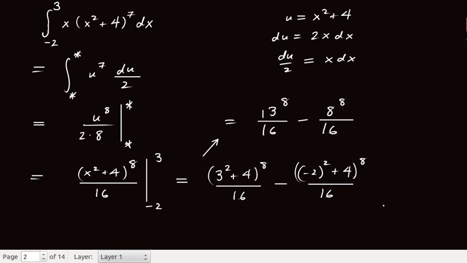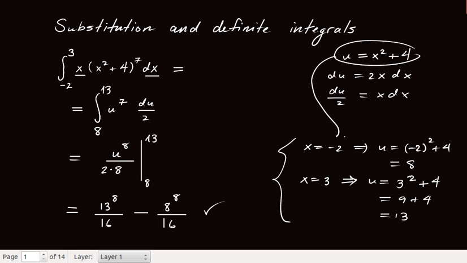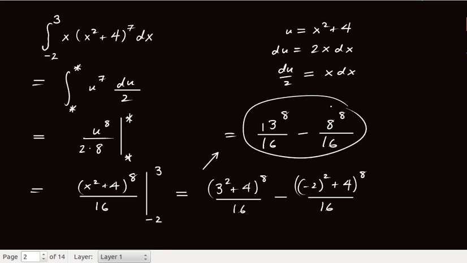Okay, so that's a different way. Notice it's the exact same answer I got before, but it's a slightly different way. There I didn't have to change the limits of integration. I waited to the last minute, and I just plugged in the minus 2 and the 3. Okay, that's two different ways of using substitution to compute definite integrals.